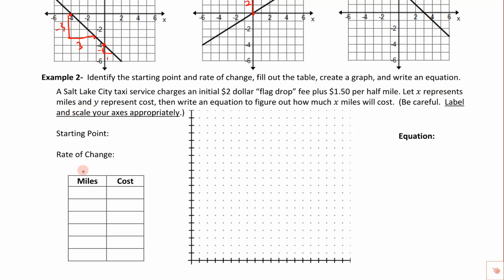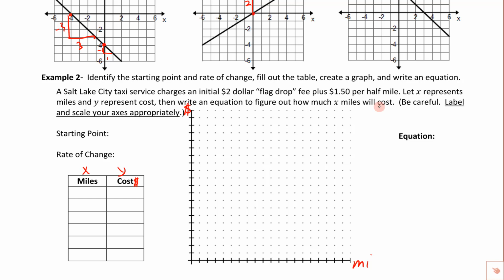Okay, so I'm going to go ahead and put that down here. This is like our X and this is like our Y. So this is going to be money over here. So this is going to be miles and this is going to be dollars over here. And then it says, then write an equation to figure out how much X miles will cost. Be careful, label and scale your axes appropriately. Okay, so we've labeled them. We're going to have to scale them in just a second.